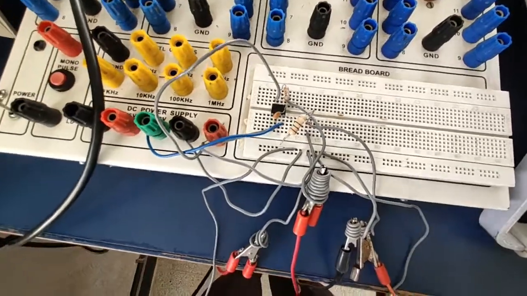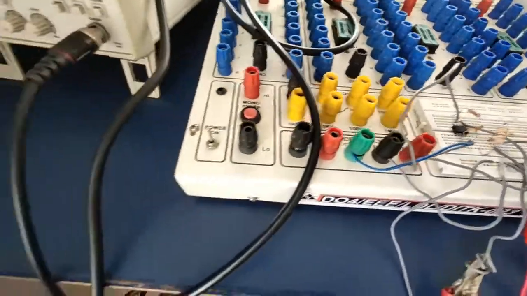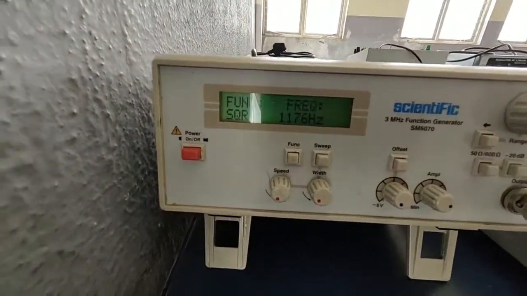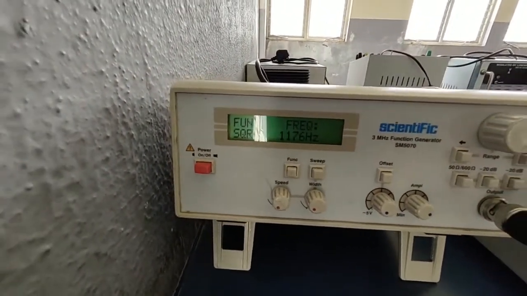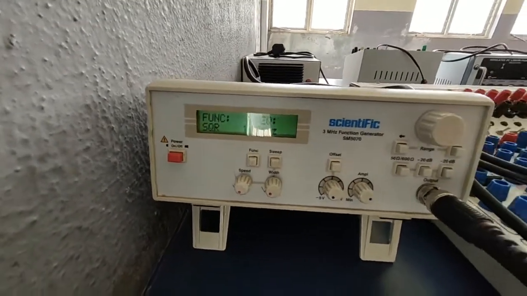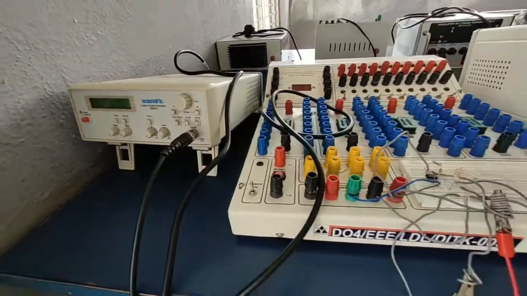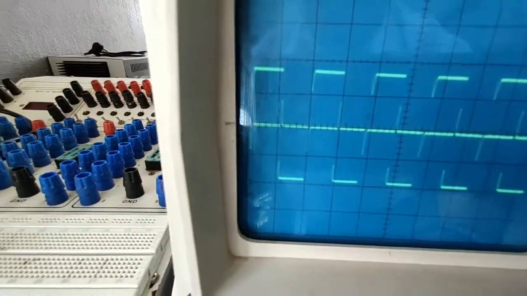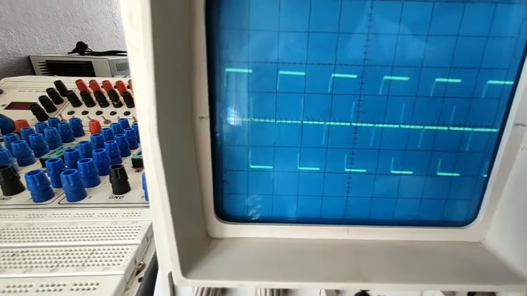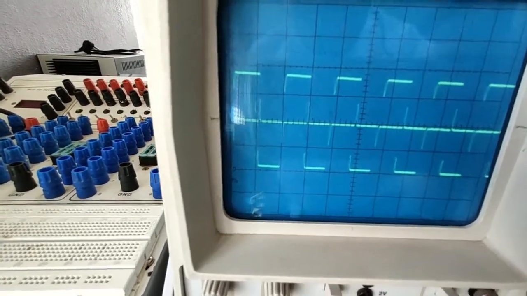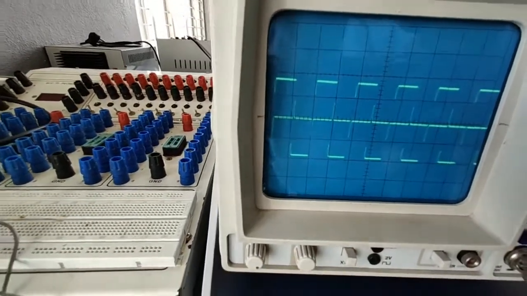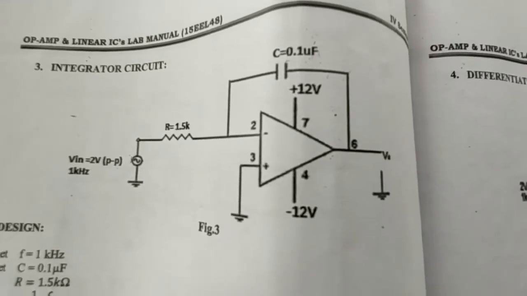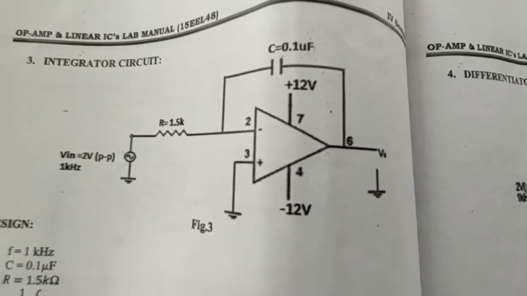The input to this circuit is given via the function generator. The input is a square wave with a frequency of 1 kilohertz. This input you can see on the CRO screen. The square wave is the input and the ramp wave is the output of the differentiator circuit. Thank you all.